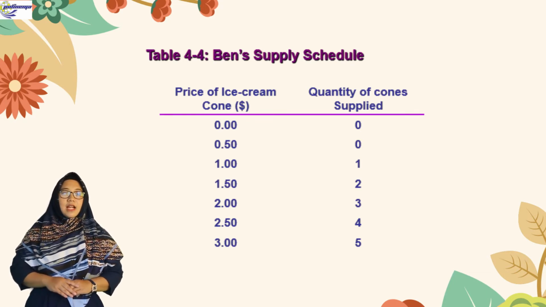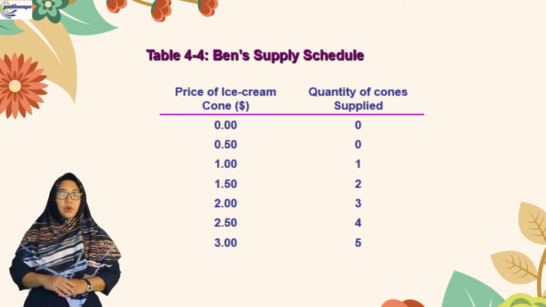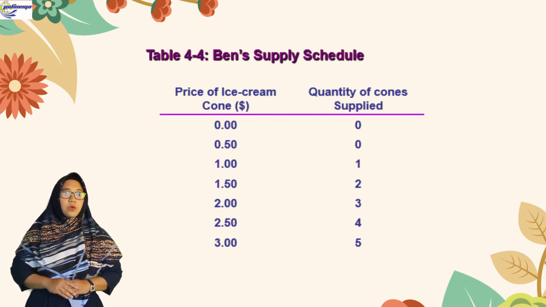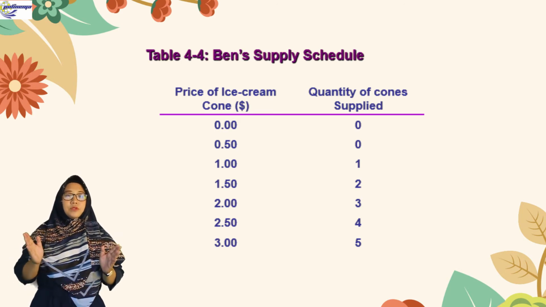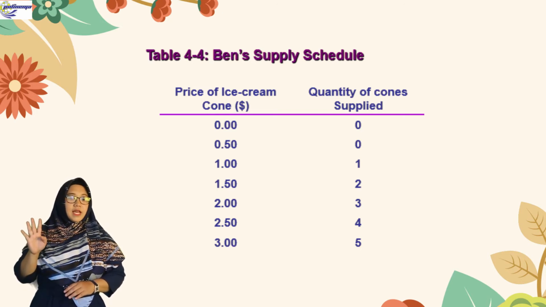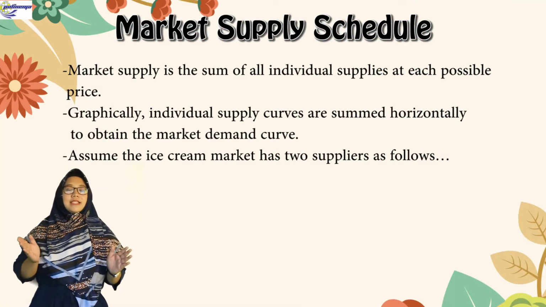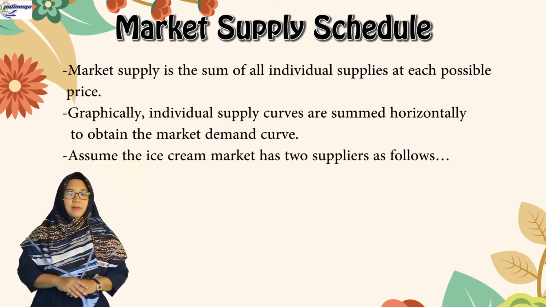Okay? Starting from when the price of the ice cream cone is $0, the quantity of cones supplied will be 0. When the price of the ice cream cone is $0.5, the quantity of cones supplied will still be 0. Up to when the price of the ice cream cone is $2.5, the quantity of cones supplied will be 4 cones. And the last, when the price of the ice cream cone is $3, the quantity of cones supplied will be 5 cones.